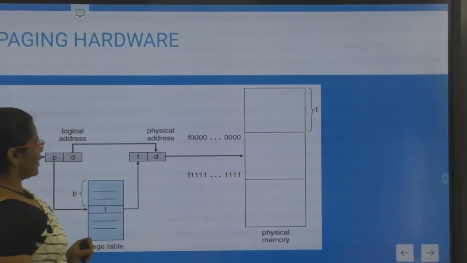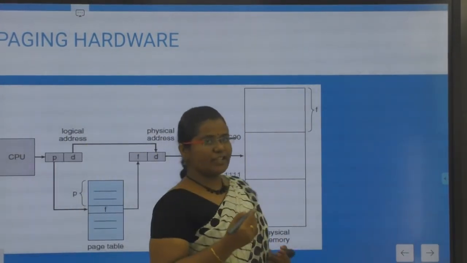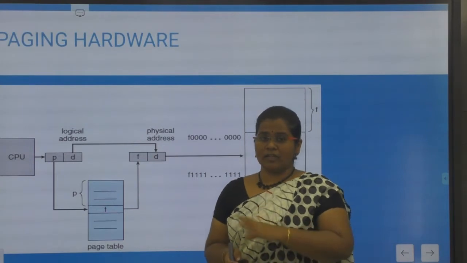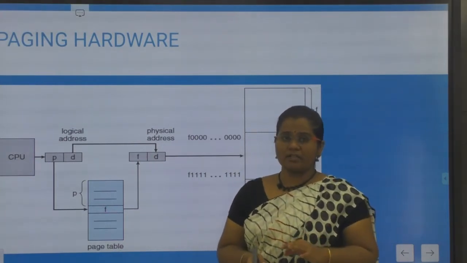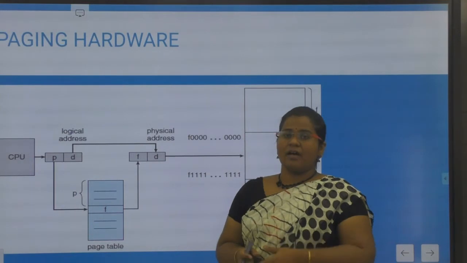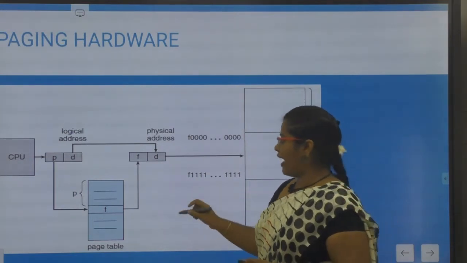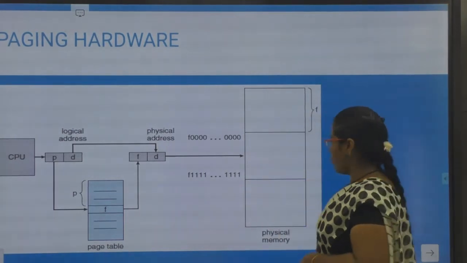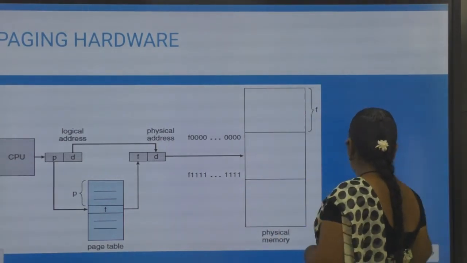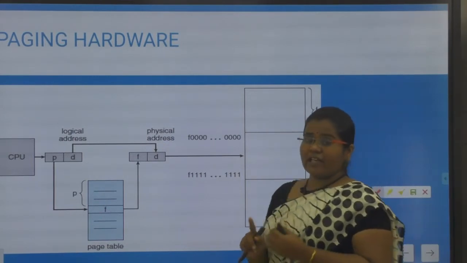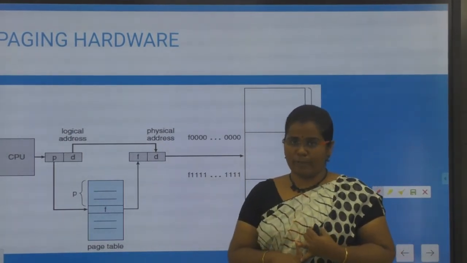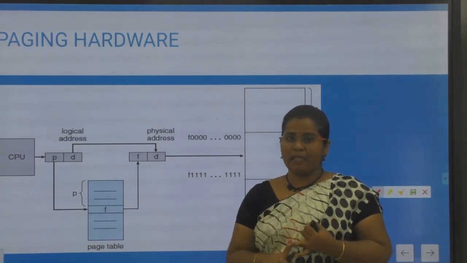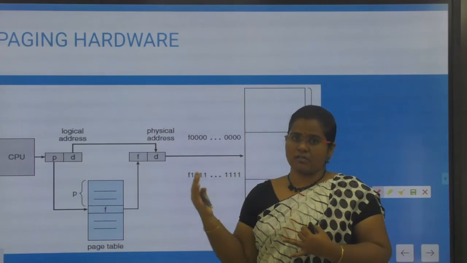So if you observe the diagram here, for each and every process that is loaded into the main memory, as soon as the process is divided into different pages, you will have one page table in your main memory. Why do we need this page table? Because for each process you will have a number of pages.